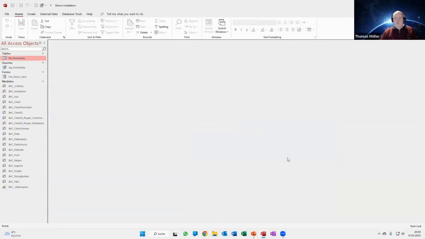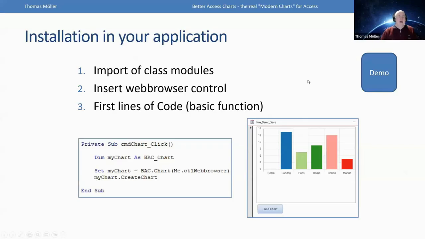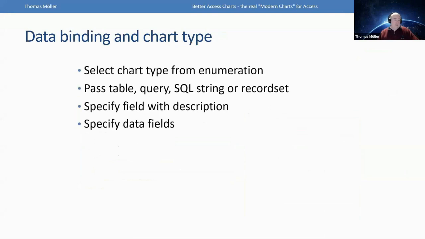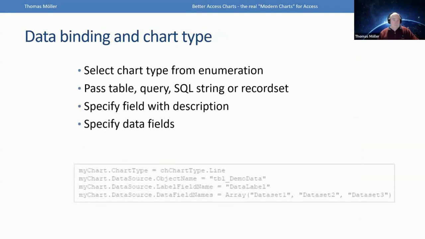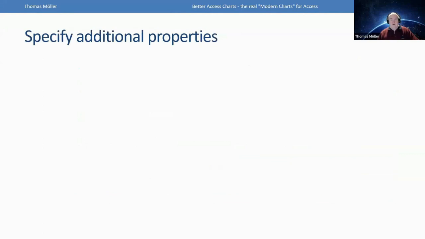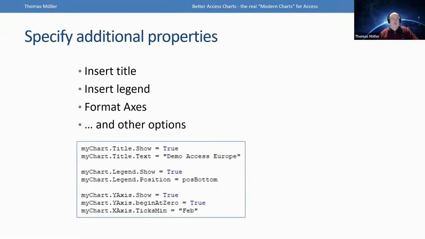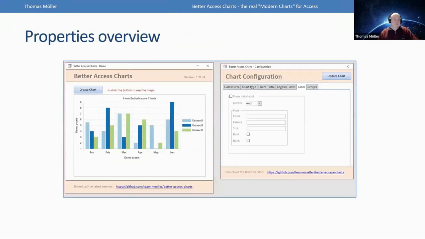And I think you will believe me that we can now expand it and define anything else as we like to. So data binding and chart type, we have seen how easy it is. And this was the code. And we can insert the title, we can define a legend, we can format the axis and other options, maybe with a little bit of code like this one.